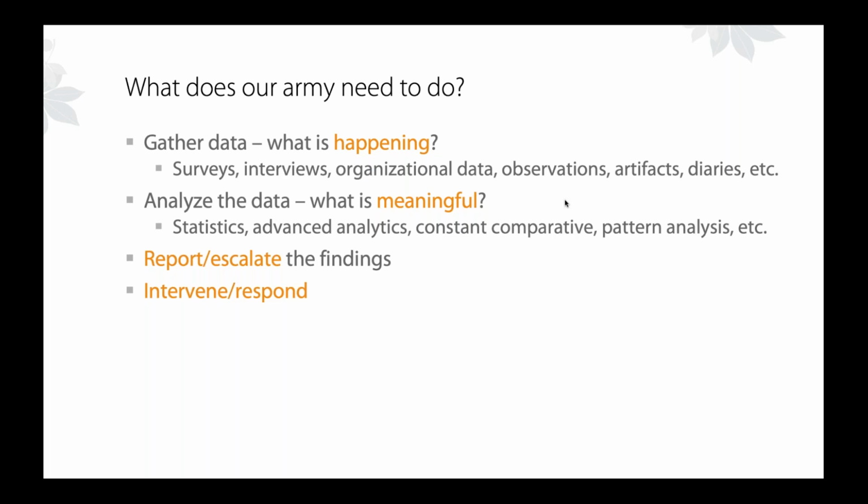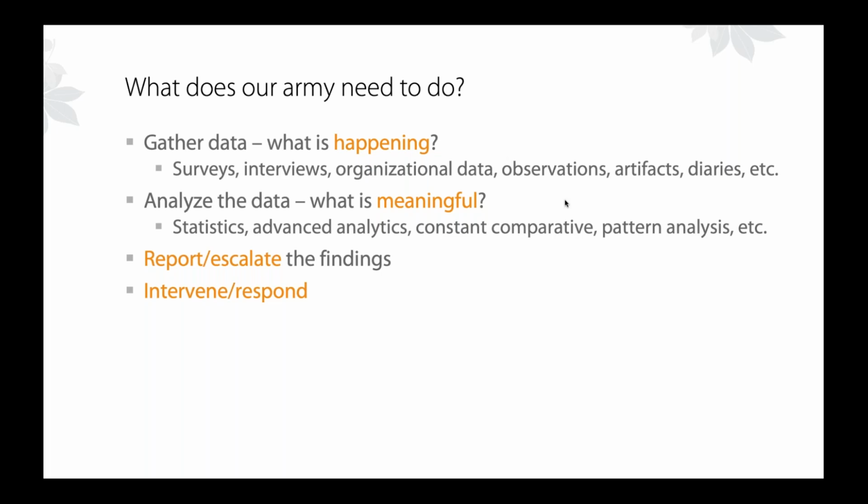So what do we need to do? We need to gather data. If we're going to do surveillance, we need to be collecting data of some form or flavor. That could be surveys, interviews, organizational data, stuff in databases, observations. We can also look at artifacts that people are creating. We can have people keep diaries. There's all kinds of stuff we can do.